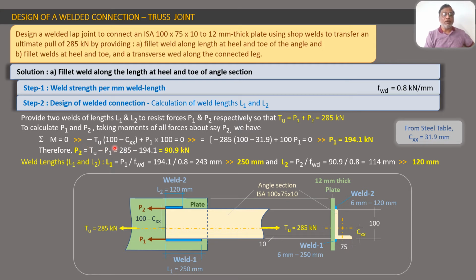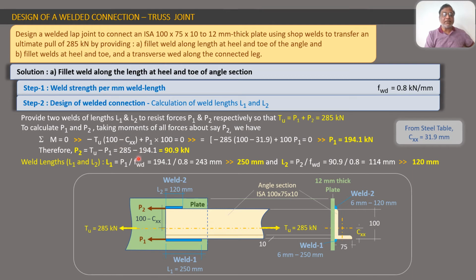I hope you have understood this equation clearly. You can pause the video and rewind if you want to get it clear again. Now this is a matter of calculation. In this calculation, TU is given as 285, P1 is not known and is to be found out by this equation, but CXX is required.